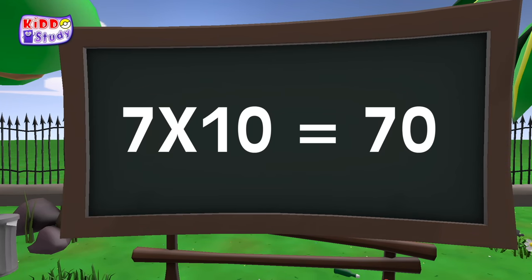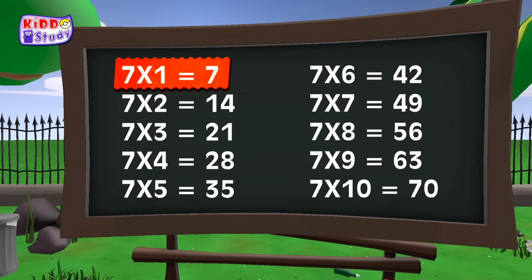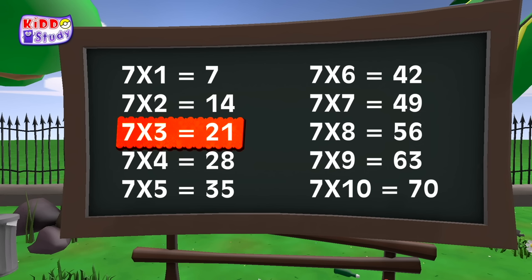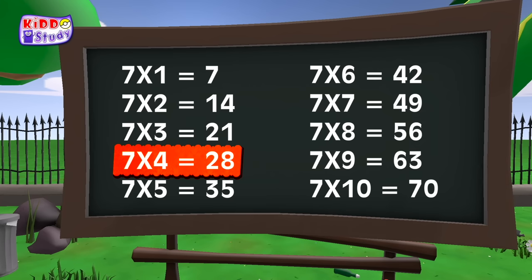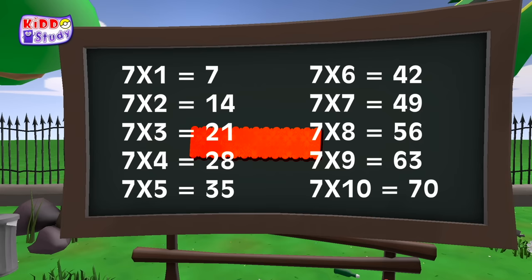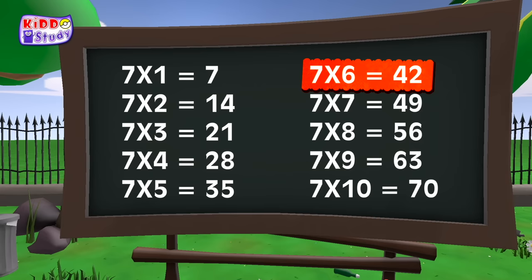Once again, children. 7 ones are 7. 7 twos are 14. 7 threes are 21. 7 fours are 28. 7 fives are 35. 7 sixes are 42.